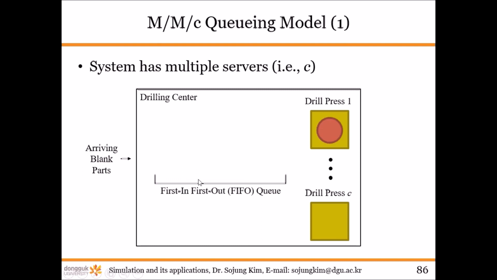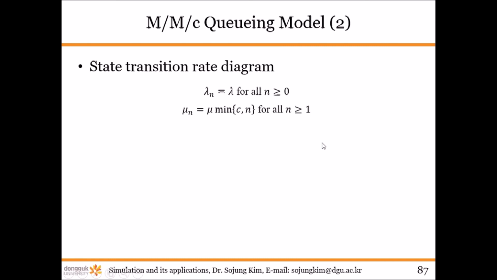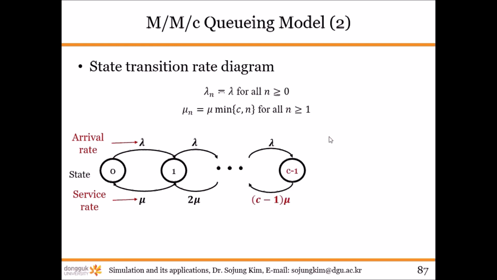Okay, and we have the same thing in terms of the arrival process, the departure process, and the queuing discipline here. The only difference is that we have multiple servers. Since now we have multiple servers, the state transition rate diagram is slightly more complicated than the previous model. Particularly, note that the service rate is slightly different from the previous M/M/1 model.